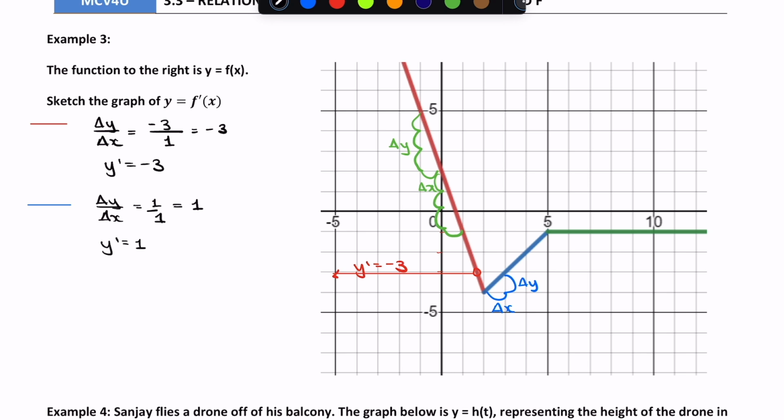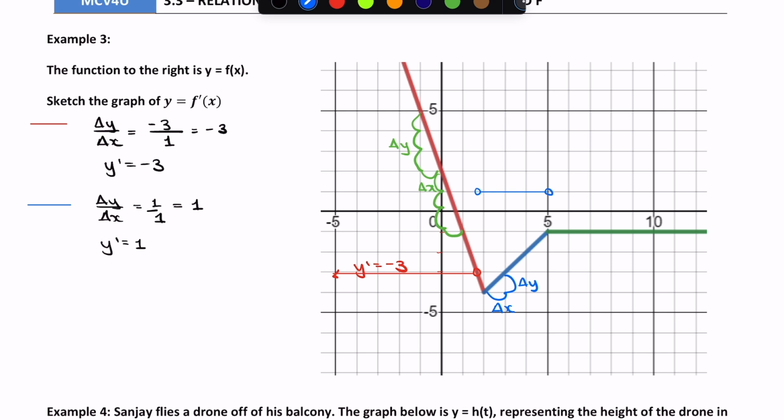Okay, so at 1, that's where it'll be. And so start at the same point that the y prime is equal to -3 stops at. So start here, open circle, and it'll end here where that green line starts as well.